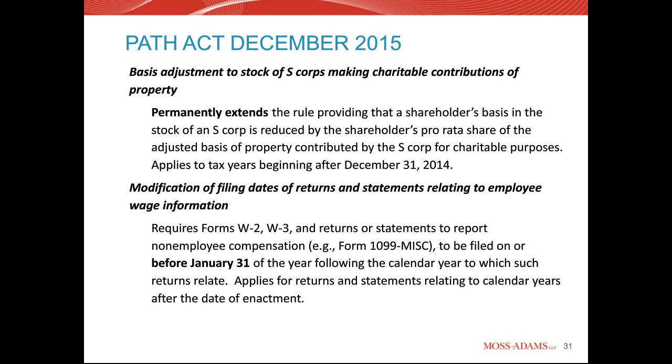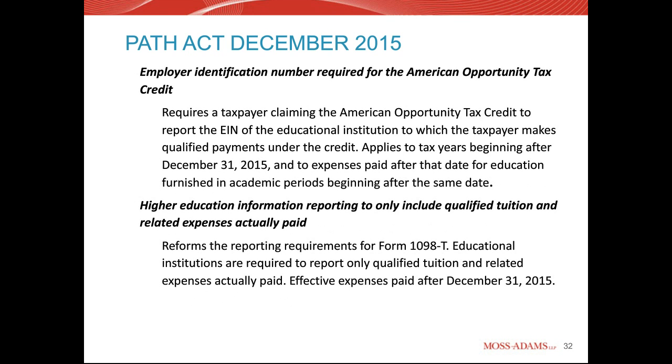One of the changes, too, for employee W-2s and 1099s, they're changing the due date to January 31st. That's submission to the IRS. It was always the due date to get the information out to the individuals, but now instead of February 28th, it's January 31st, the same time. Employer identification, if you're getting a credit, you have to provide the educational institution's ID number.